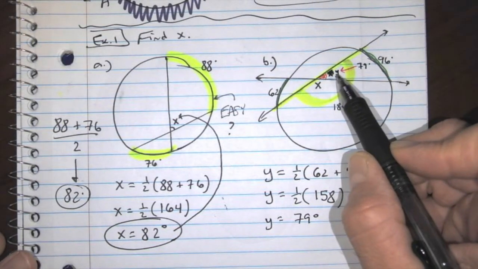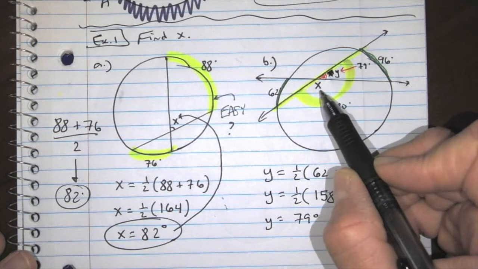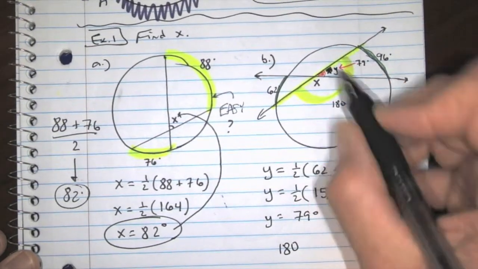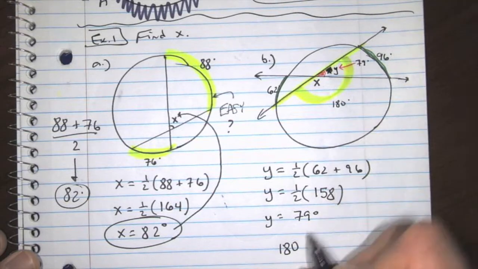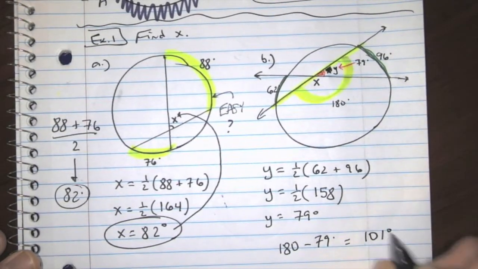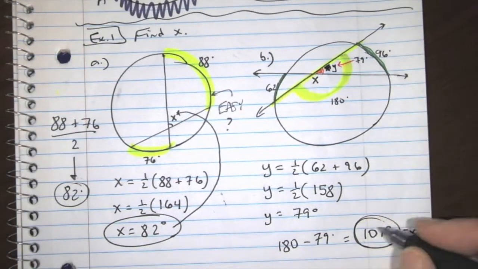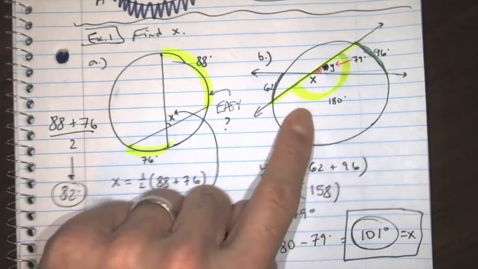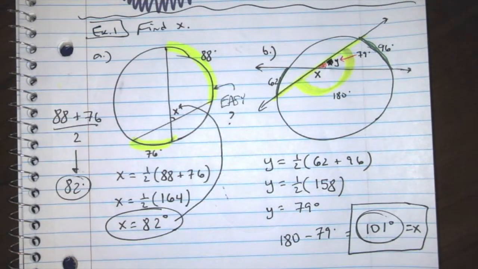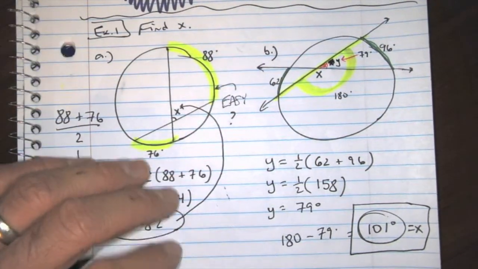If that's 79, the way that you find x is do 180, because a straight line makes 180. We call these two a linear pair. 180 minus the 79 degrees, that's going to give you 101 degrees. That's your x value, folks. I think you got one or maybe two of these in your homework tonight. Nothing fancy. Nothing fancy. There's A, there's B. Let's do C.